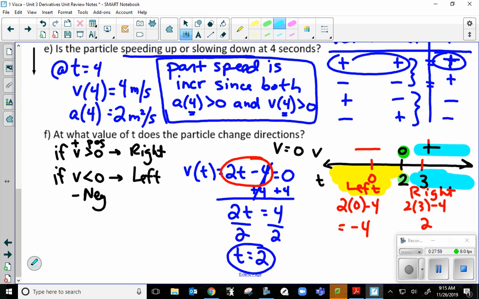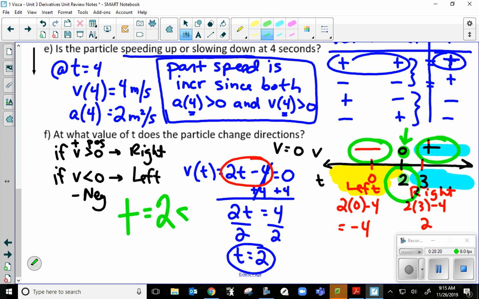So what happens at 2 seconds? It changes from left to right. It stops to change directions. Right at 2 seconds. And how do I know that? Because the sign of my velocity changes right through that value of 2. So time is 2 seconds. That's the value of t where the particle changes directions. It goes from left to right. Whew, that was a lot.